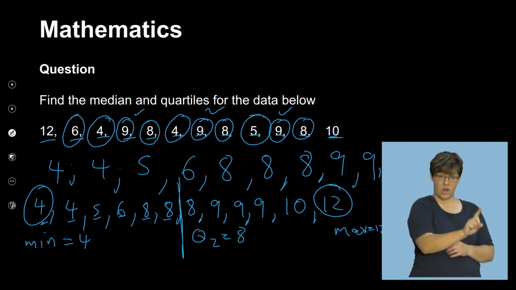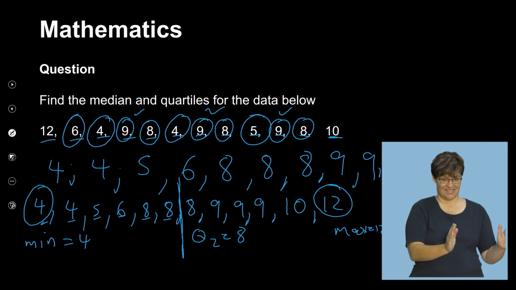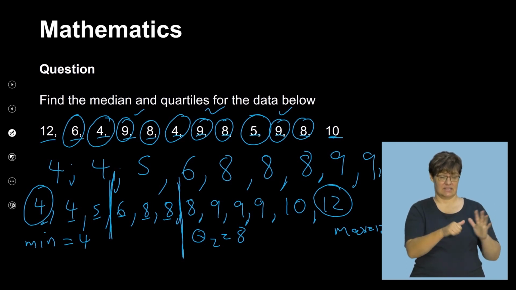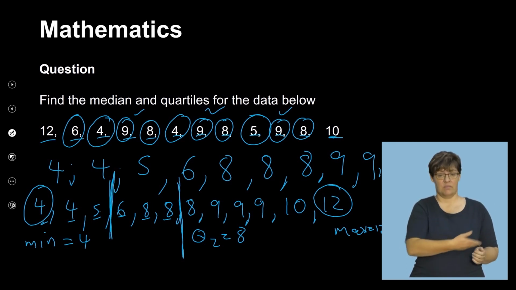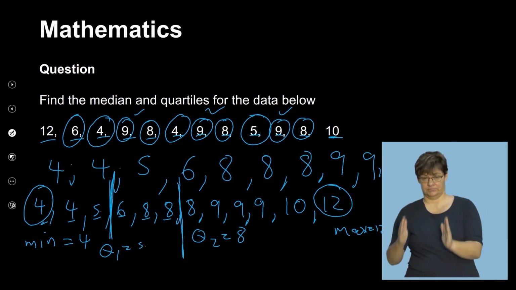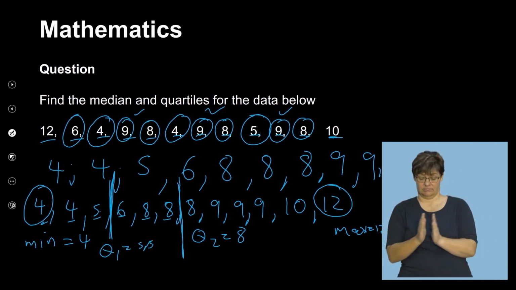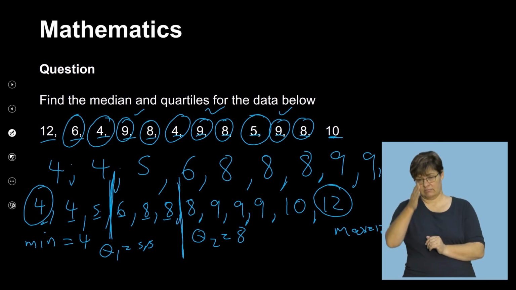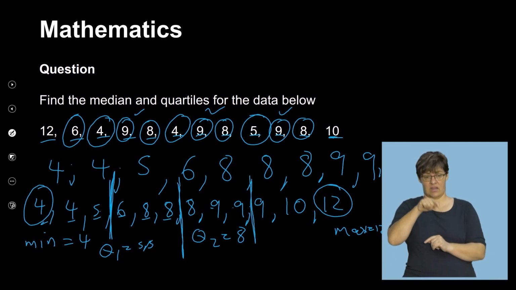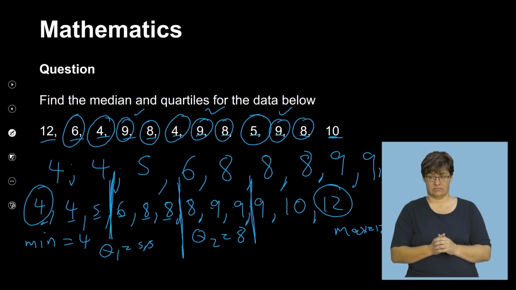Then how do I find the lower quartile? The lower quartile will be the middle of the lower half of the data, which is 5 plus 6, which is 11, divided by 2, which is 5.5, which is our Q1, which is 5.5. And what about the upper quartile, which is 1, 2, 3, between 9 and 9, okay, which is 9 plus 9 divided by 2, which is 9, which is our Q3.